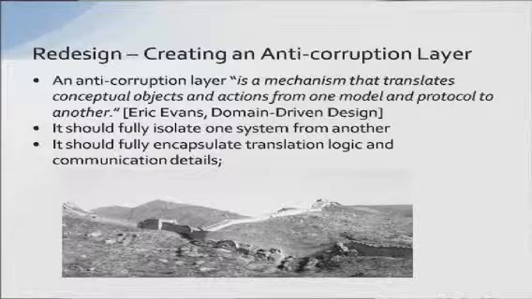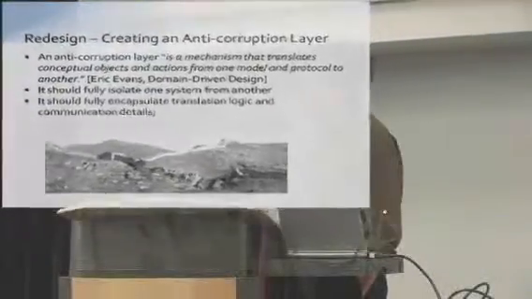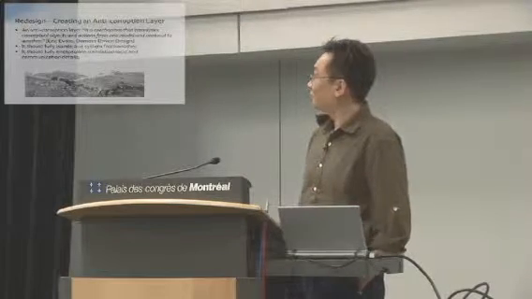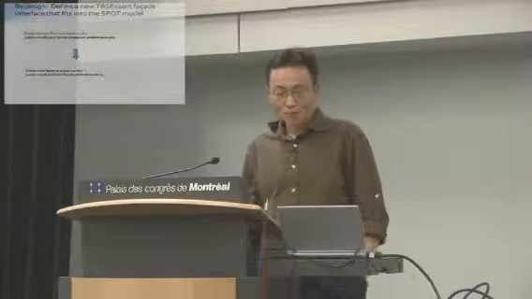An anti-corruption layer, according to Eric Evans in his book Domain-Driven Design, is not a mechanism that forwards messages from one system to another. Rather, it's a mechanism that translates conceptual objects and actions from one model and protocol to another. Such layers should fully encapsulate the translation logic and the communications, and fully isolate the integrated systems from each other. To build such a layer, the team did the following work.